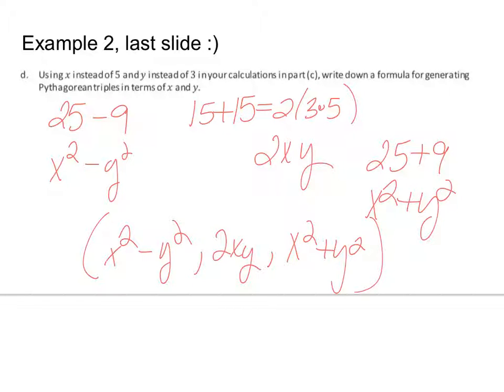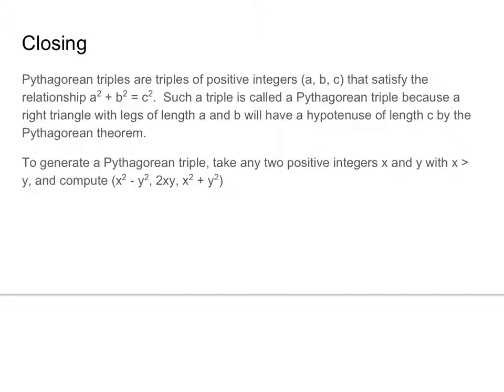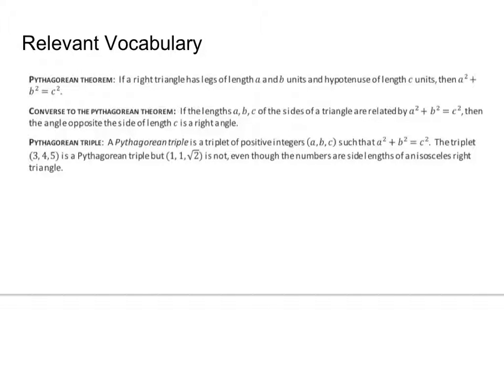So in the problem sets, you're going to use this to find Pythagorean triples, mimicking what we did in example 1. In closing, Pythagorean triples are triples of positive integers. Integers are whole numbers that satisfy the Pythagorean theorem relationship. Such a triple is called a Pythagorean triple because a right triangle with legs of length A and B will have a hypotenuse of length C using the Pythagorean theorem. So to generate the Pythagorean triple, we can use those equations and our relevant vocabulary. Excellent work today. That was a lot of fun.